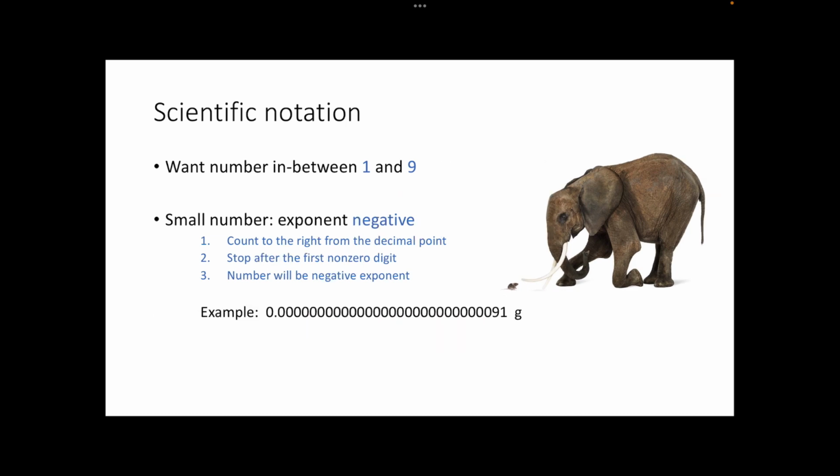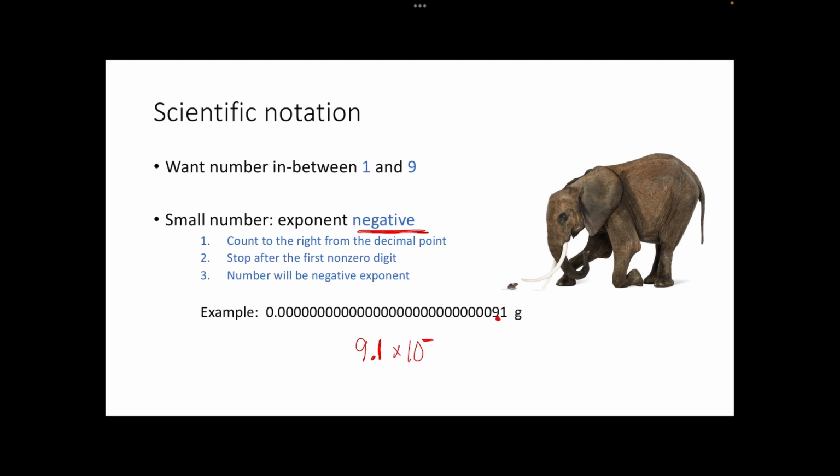For really small numbers, we still want a number between 1 and 9, but the exponent is going to be negative this time. That is the difference, because what we're actually doing is dividing. A negative exponent just means that you're dividing by 10. So to get this number, once again, we want our decimal point to be in between the first two non-zero digits. That's going to be 9.1 times 10 to the negative this time, because it's a very small number.